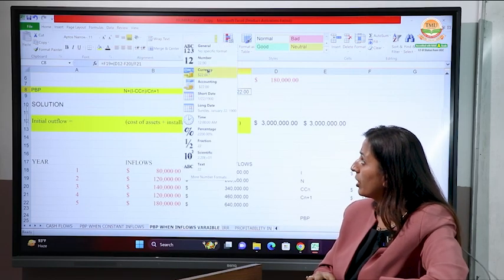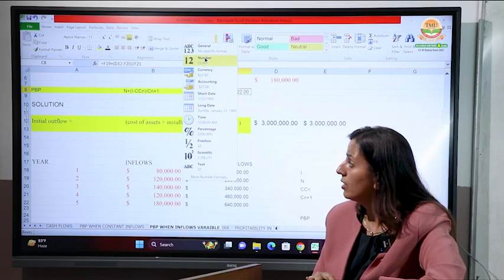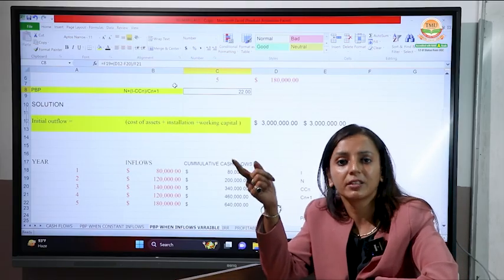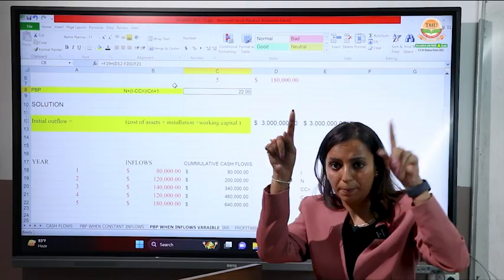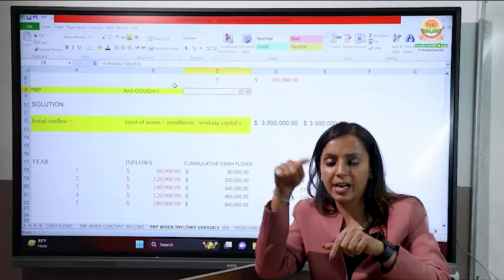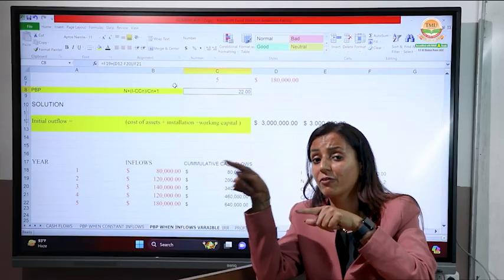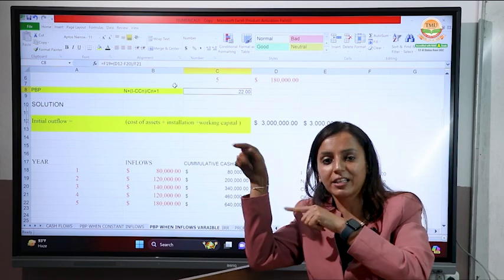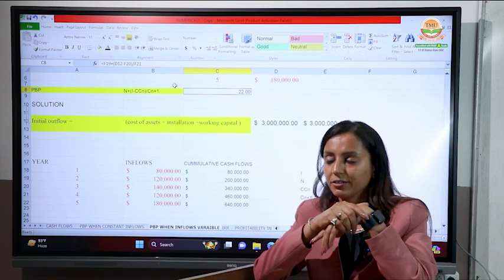Now it is coming in accounting format. Please select from here. Okay, and if you want this value to be coming in years, then we have to do the same formula, bracket, and so on. Remember it: initial, years, and then initial close. Hope you are getting it? Chalo.